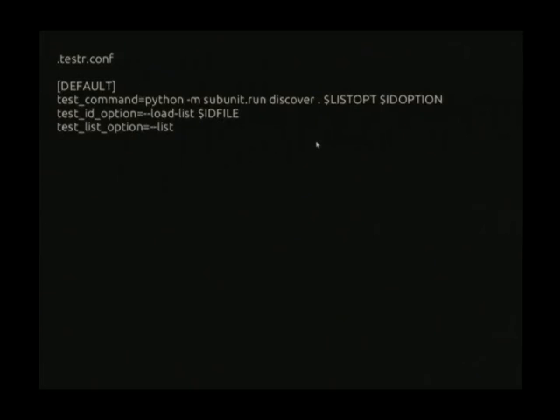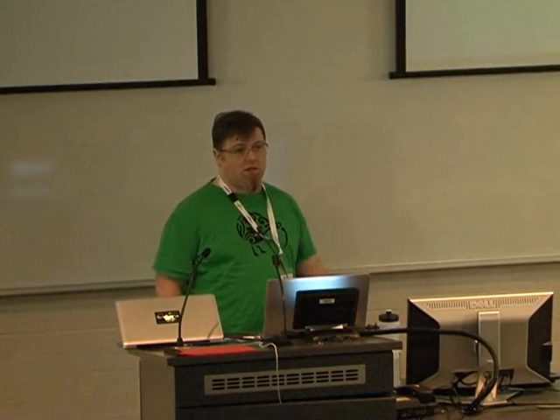And when I say it's a kind of simple thing, this is a fully functional configuration file for testr. The test command says this is the test runner, so this is running the Python subunit outputting test runner. Discover dot just automatically looks in the current directory for tests and all the directories under it. And that's a standard Python test runner facility. It's not specific to testr.